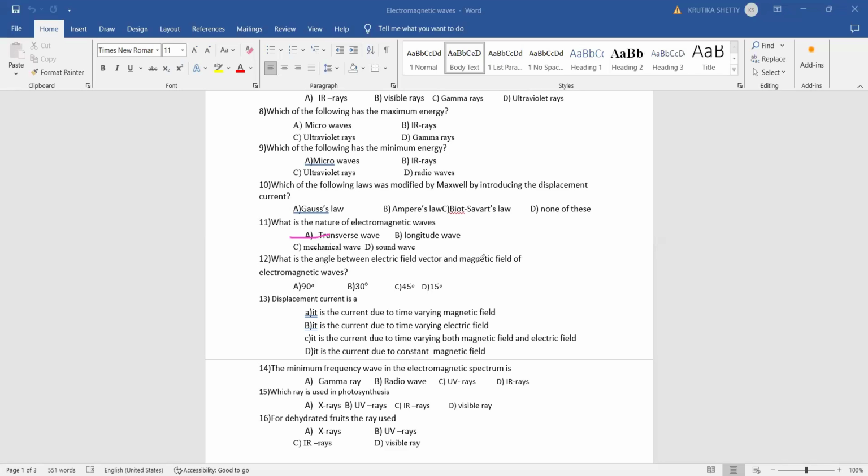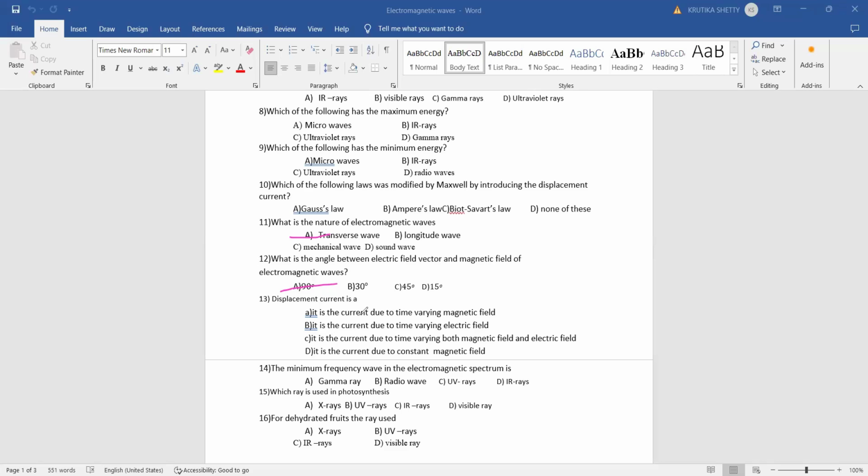What is the angle between the electric field vector and the magnetic field vector of electromagnetic waves? What is the angle between the vectors? That is 90 degrees. Option A is the correct answer here, students. Going for the next question.